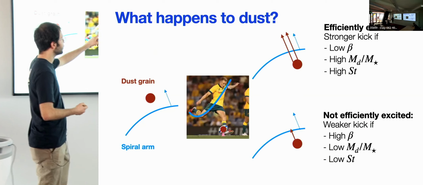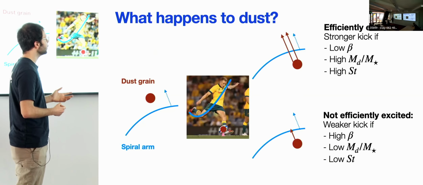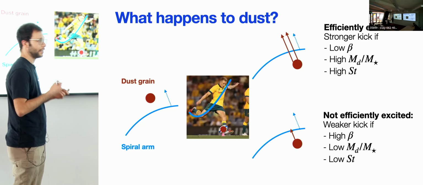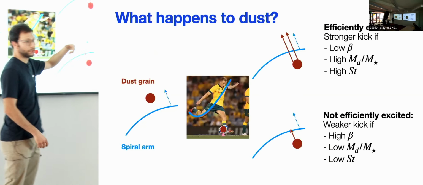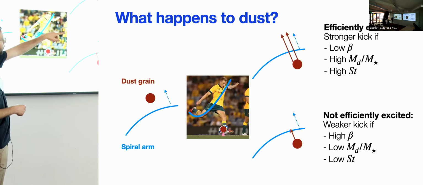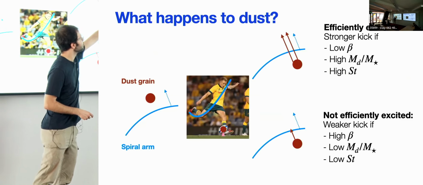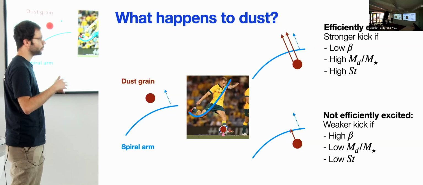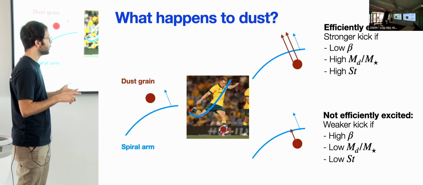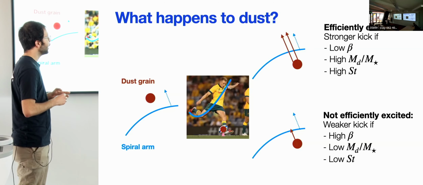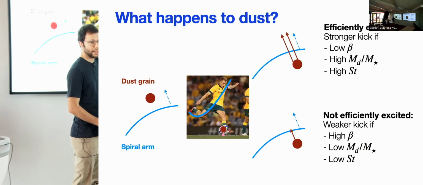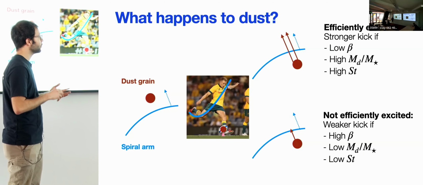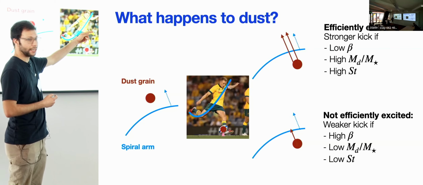The dust is efficiently excited, so it receives a strong kick, if the cooling time is low, so if the strength of the spiral perturbation is high. And then if the disk to star mass ratio is low, sorry, low, we have a bigger number of spiral arms, and so the dust is receiving more kicks. And finally, if the Stokes number is high, the dust is not so coupled with the gas, and so the drag force is not damping the kick, and so it is efficiently excited.